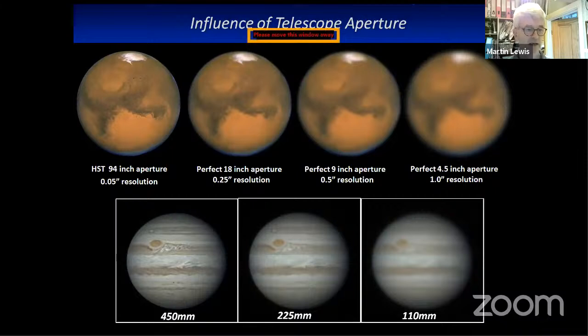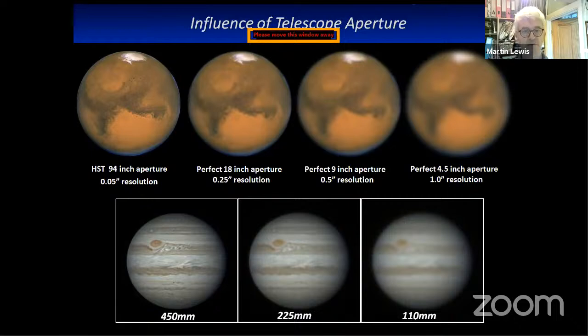And on the left hand side there are some simulations of Mars taken with different apertures. So we've taken a Hubble Space Telescope image with very fine resolution, a 20th of an arc-second resolution, and an 18-inch telescope with a 1/4 of an arc-second resolution. And you can see that as you go down in aperture, the image becomes more and more blurred because you are limited by the size of the Airy disk.